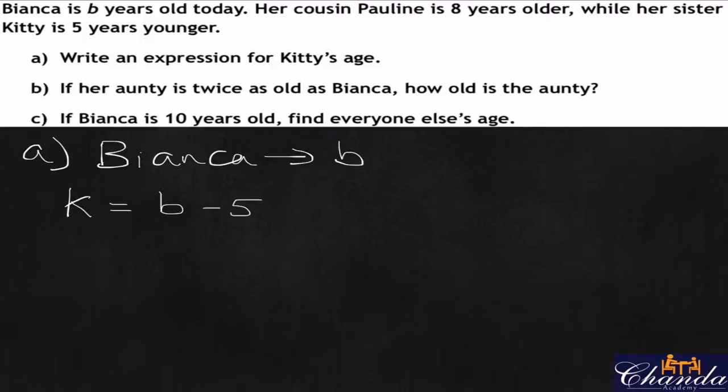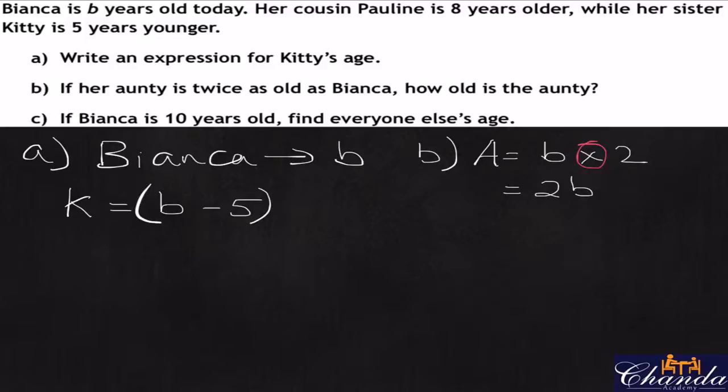Now, part B says, if her auntie is twice as old as Bianca, how old is the auntie? Now, let's say the auntie is A. Again, Bianca is B, and the auntie is twice Bianca's age, so it's simply B times 2. Now, we know when it comes to algebra, we do not use the multiplication sign. So that multiplication sign simply goes away, and we are left with 2B. So, just like Kitty, so Kitty was B minus 5 years old, and then auntie is also 2B years old.